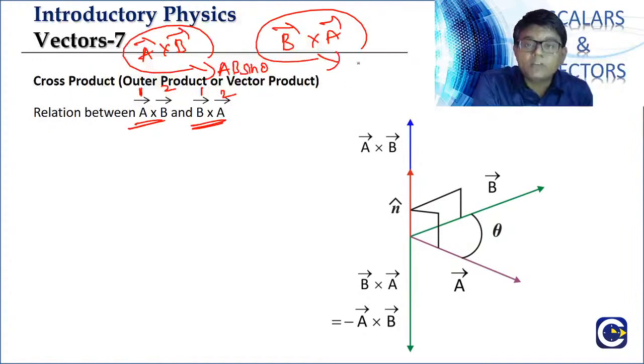It is going to be what? If you just look at this, it will be B into A into sine theta. What is the magnitude of B cross A? It will be B into A into sine theta.